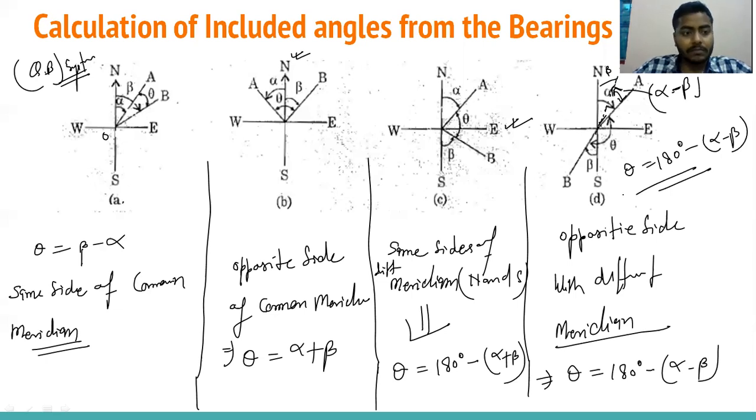When the bearings are given in the whole circle system, no need to remember any formula, just draw a rough diagram and check what conditions are coming. Same side of common meridian, then we will do beta minus alpha. Opposite side of common meridian, then alpha plus beta. Same side of different meridian, then 180 degrees minus alpha plus beta. Opposite side of different meridian, then 180 degrees minus of alpha minus beta.